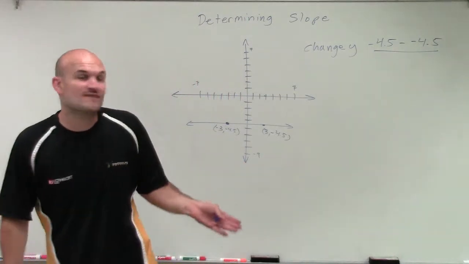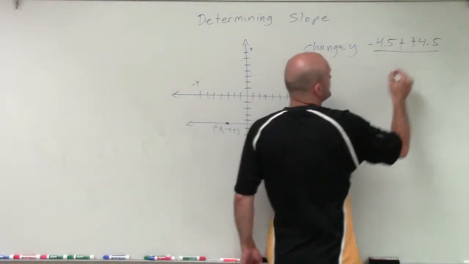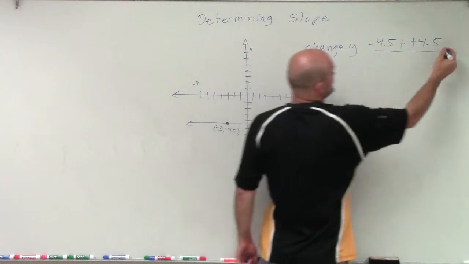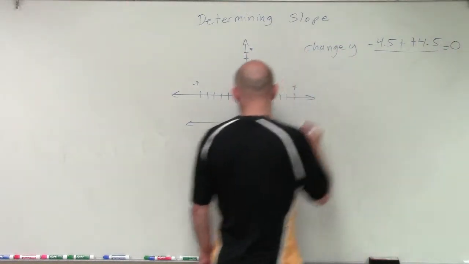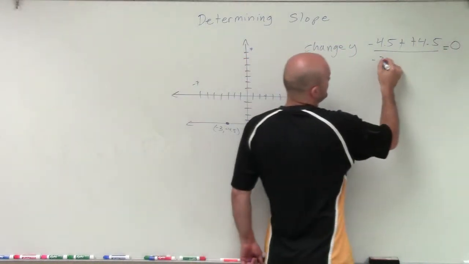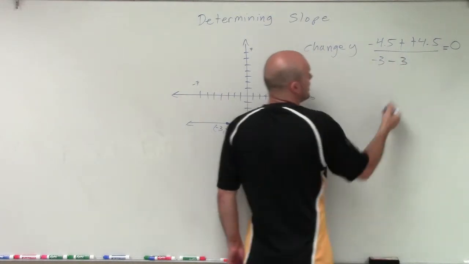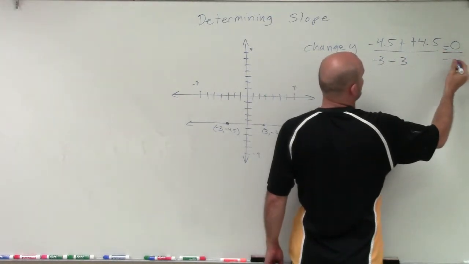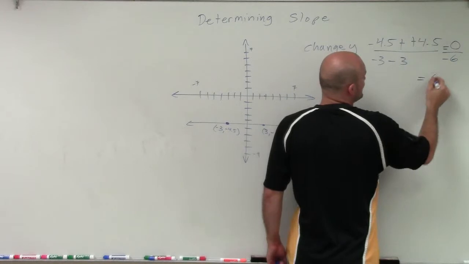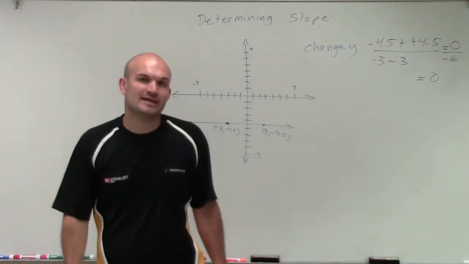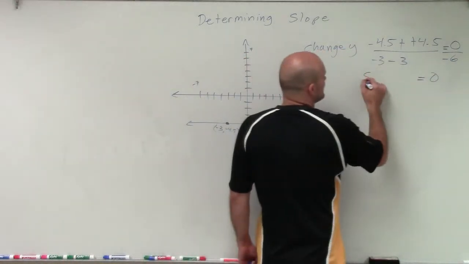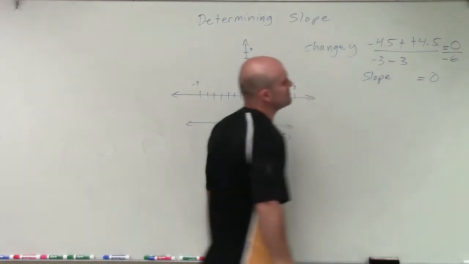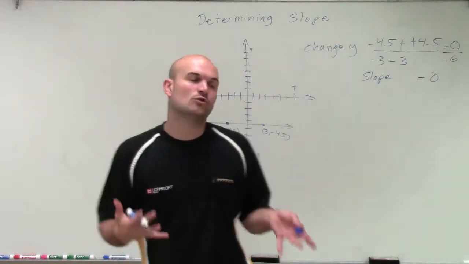It doesn't matter what those values are because this is going to give us 0. And if I do -3 minus 3, that's going to equal -6. But it doesn't matter because our slope is going to be 0, because any time we take 0 and divide it by a number, it's going to equal 0.